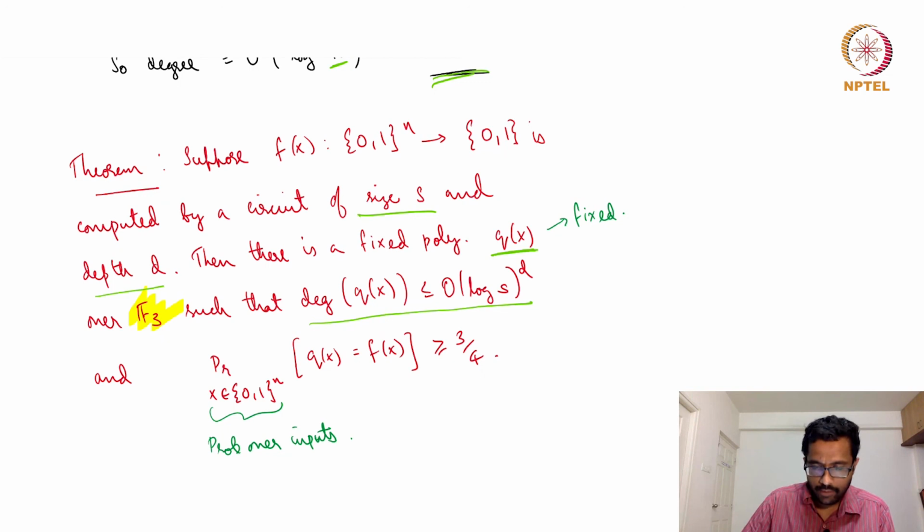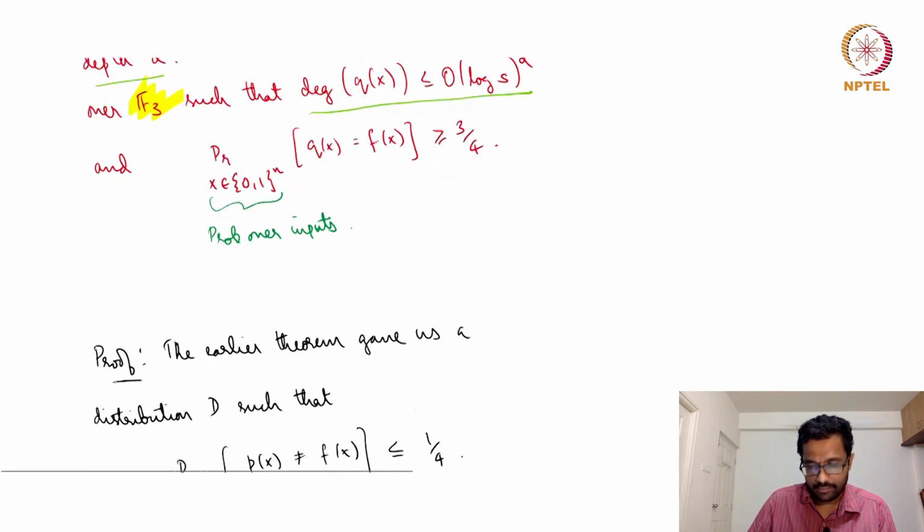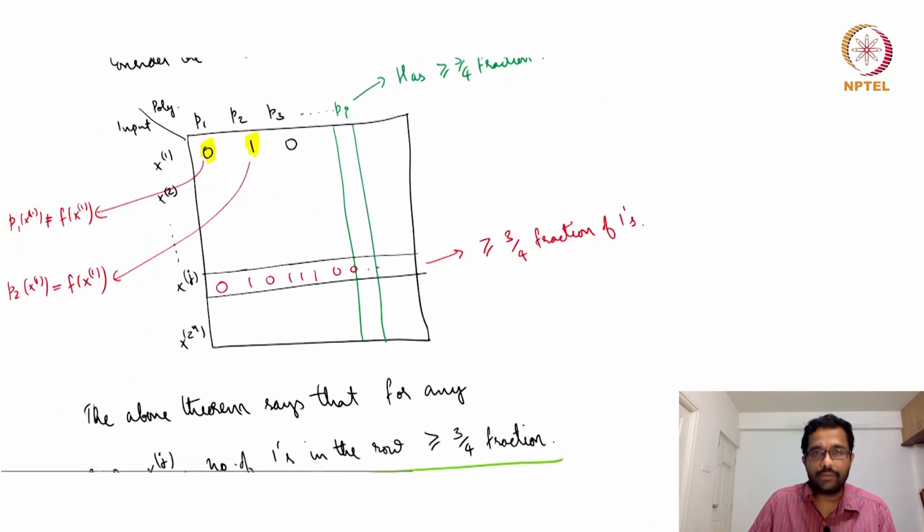If it is an AC0 circuit, the size S will be polynomial and depth will be constant, then the degree will be order log n whole power D. In the next lecture we will see that this is a very low degree, and that to compute parity we need higher degree. We have already seen how much size we needed, and that will lead to the contradiction.